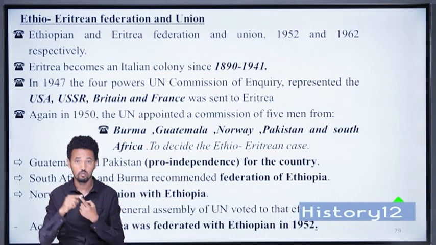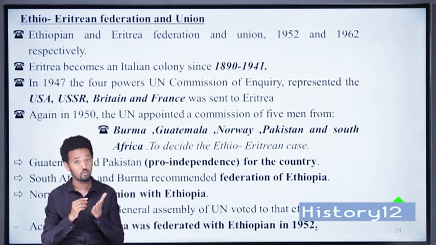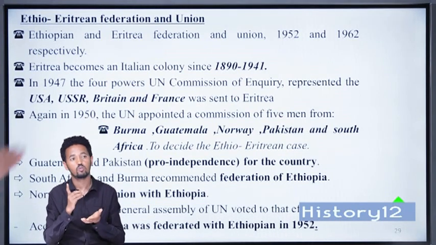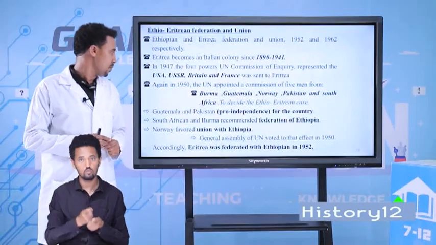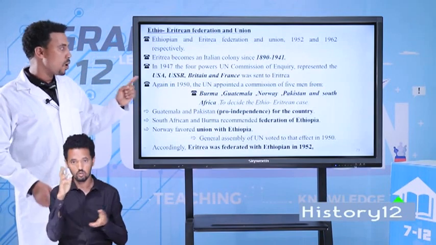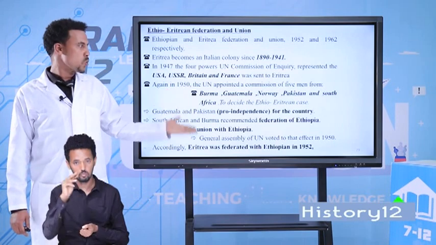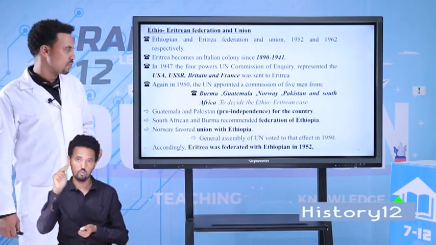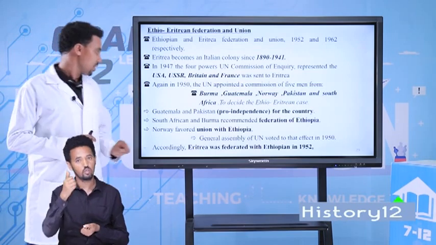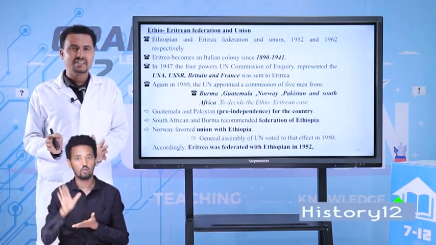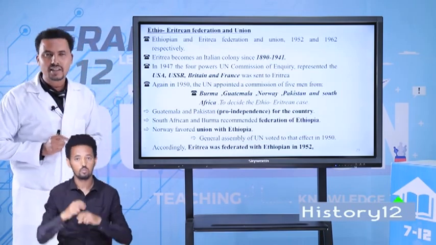1890 up to 1941. Then in 1947, a 4-power UN Commission of Inquiry, represented by USSR, USA, Britain, and France, was sent to solve the Ethio-Eritrean problem. Again in 1950, the UN appointed a commission of 5 men from Burma, Guatemala, Norway, Pakistan, and South Africa to decide the Ethio-Eritrean case. Guatemala and Pakistan were pro-independence. They supported the independence of Eritrea.